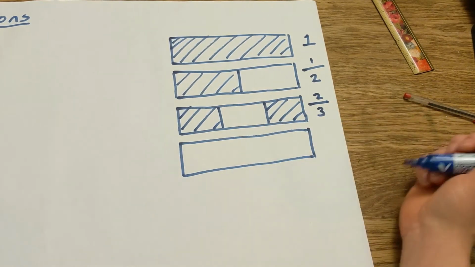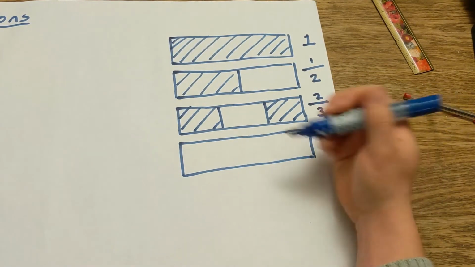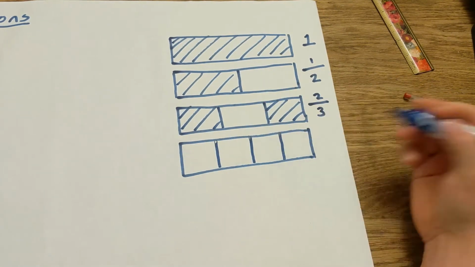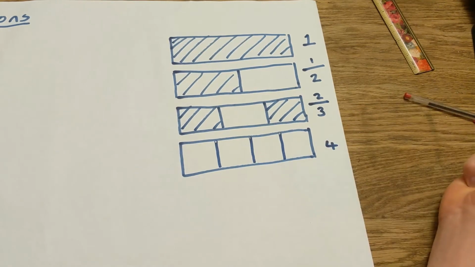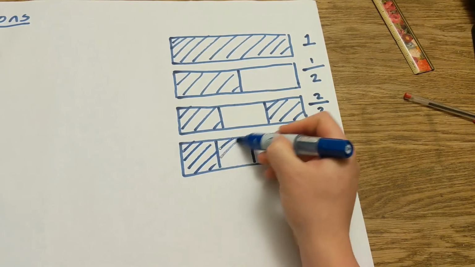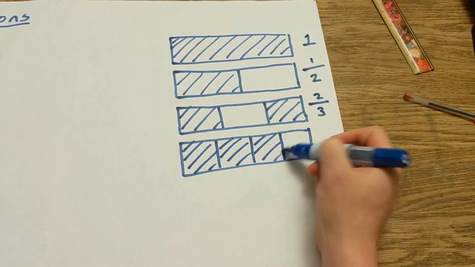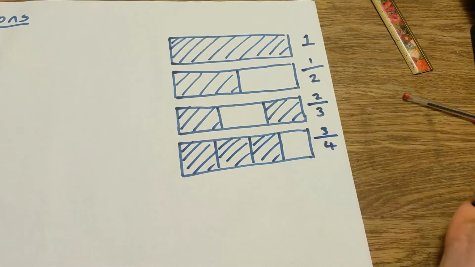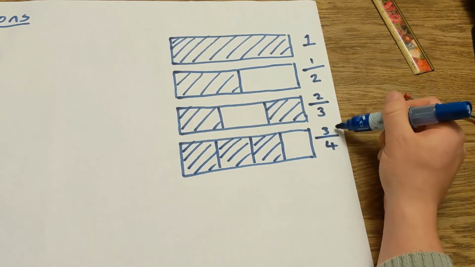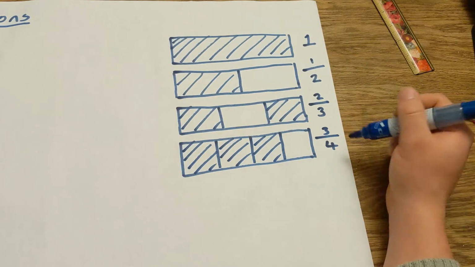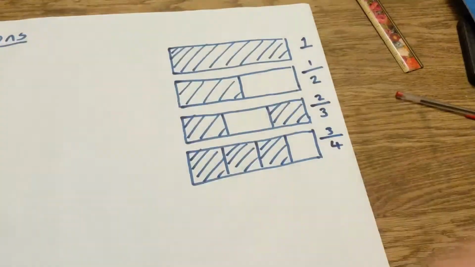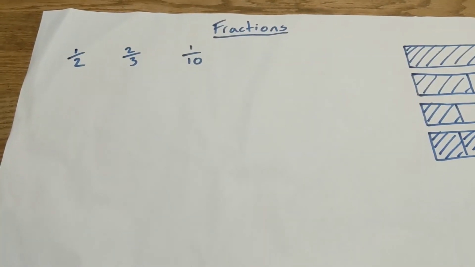Okay? Let's look at one more example. This time I'm going to split it into 4 pieces. So this has been split into 4 equal pieces, and if I have 3 of them, I've got this piece, I've got this piece, and I've got this piece, I've got 3 of those 4 pieces. And another way we might say that is 3/4, or 3 out of 4. Okay, they're all correct.